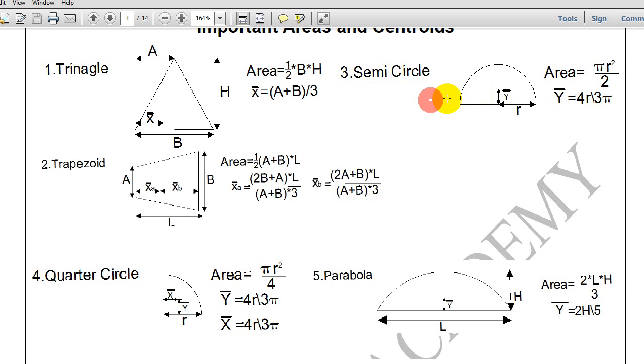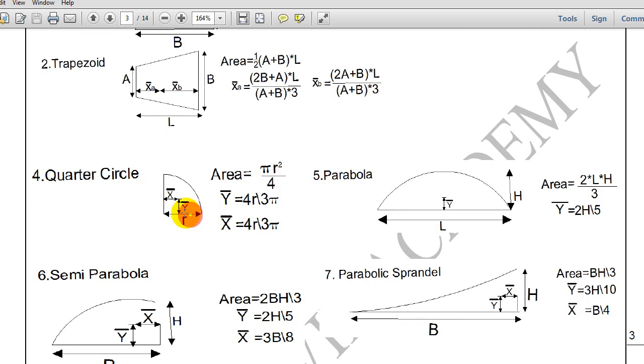The third is semicircle. Since it is symmetrical, its center of gravity about the y-axis will be at y bar, and about the x distance it will be r and r from both the ends. Its area will be pi r square, and y bar is 4r by 3 pi. It is important. I will be using this quite often in the coming lectures.